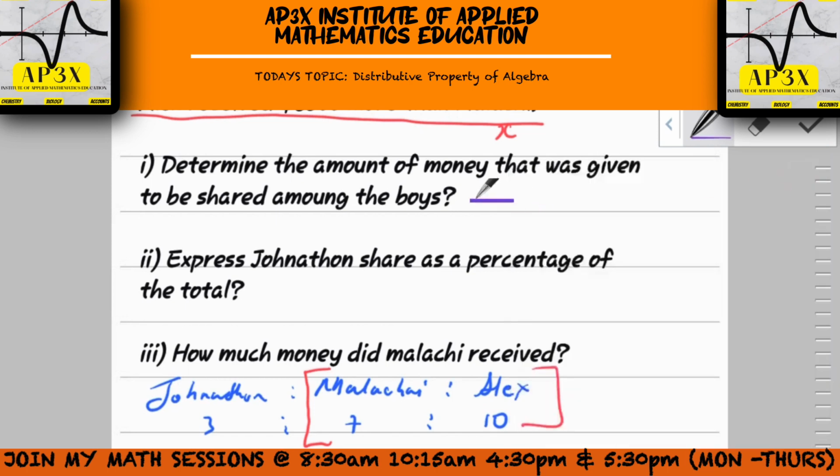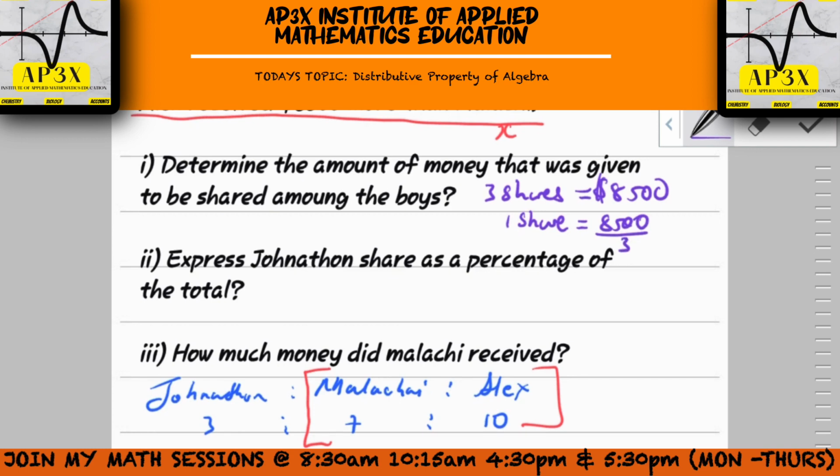Since we can safely say that 3 shares is equal to $8,500, because the 3 extra shares received by Alex was the exact reason why Alex got $8,500 more than Malachi, we can therefore say that 1 share is equal to $8,500 divided by 3.